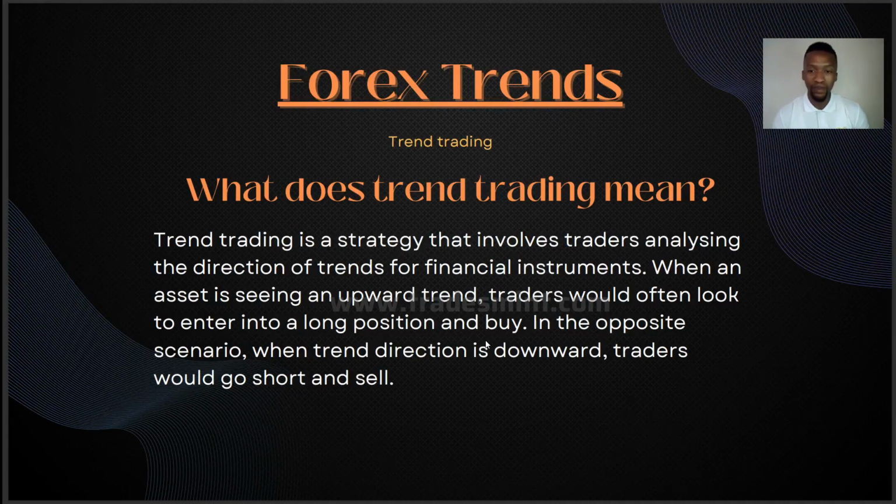But that topic will be covered in another section of the course. Do stay tuned for that guys. However, let's continue with the slide. In the opposite scenario, when trend direction is downward, traders would go short and sell. Basically, just as I explained, short position is for selling guys.